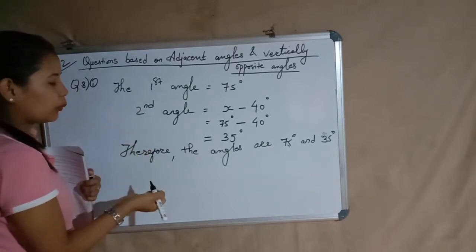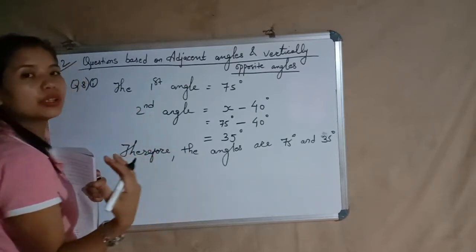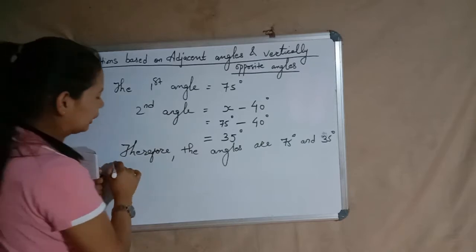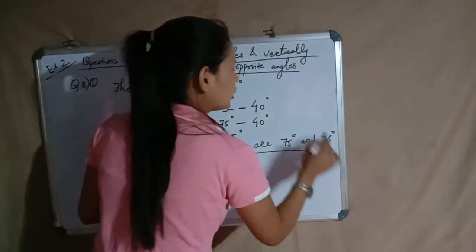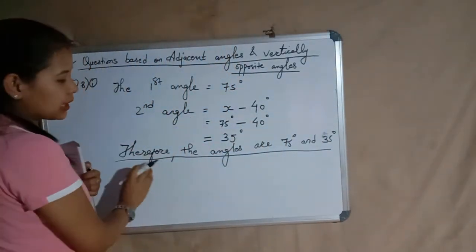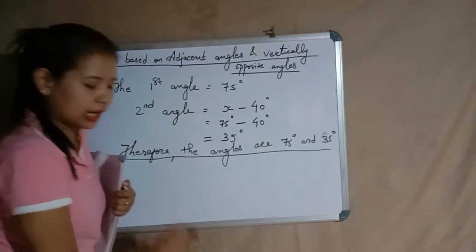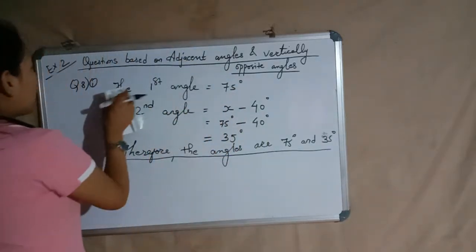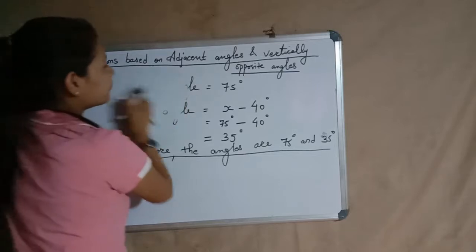Okay, children, this is the right way of expressing your answer. When the examiner looks at your solution, he should clearly be able to see the conclusion part. So please make a habit of concluding your answer. So this is how we do question number 8.